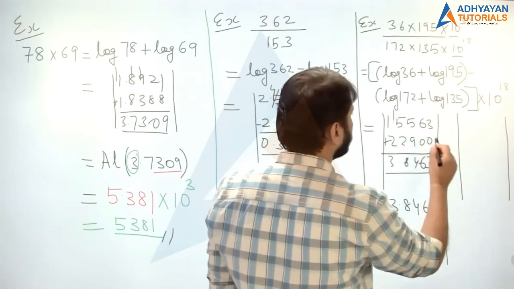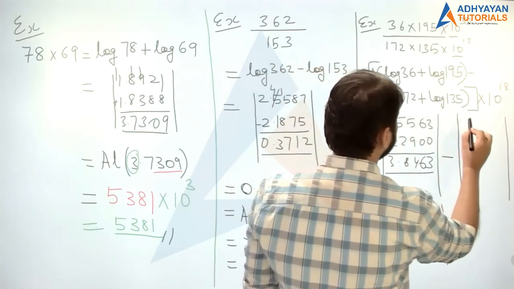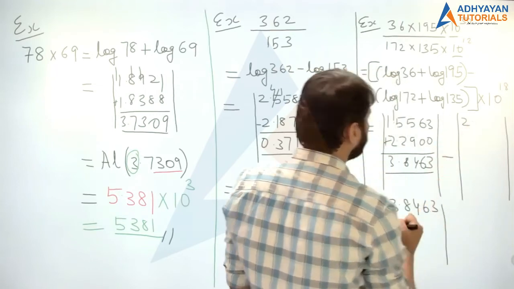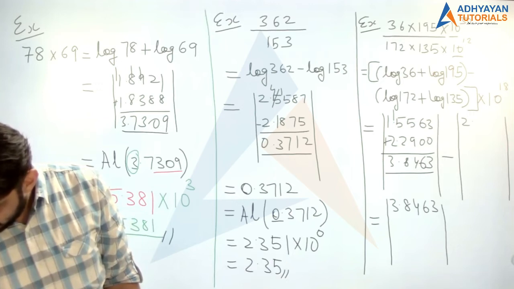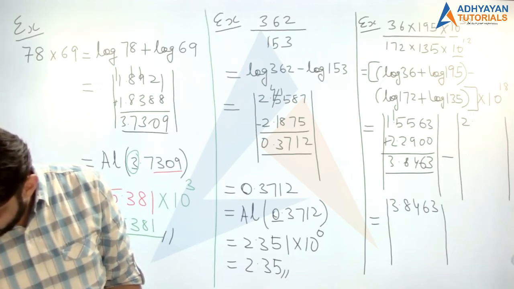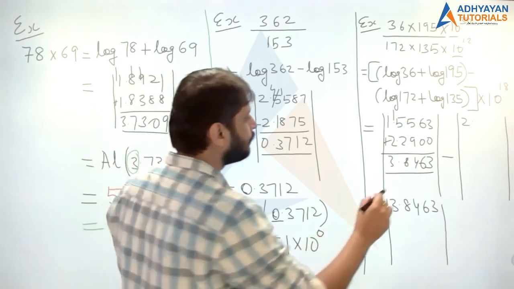3.8463 minus log of 172. Log of 172 will be 2 point. The value of 17 under 2 is 2355.